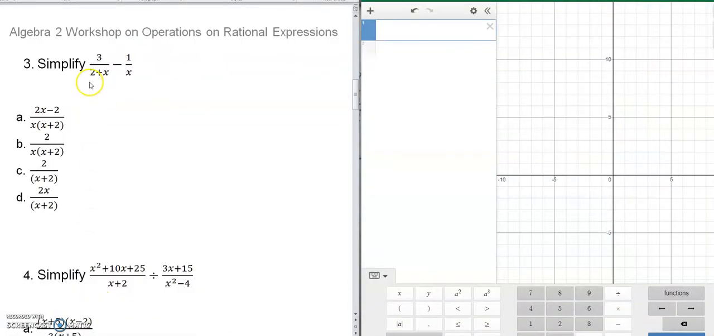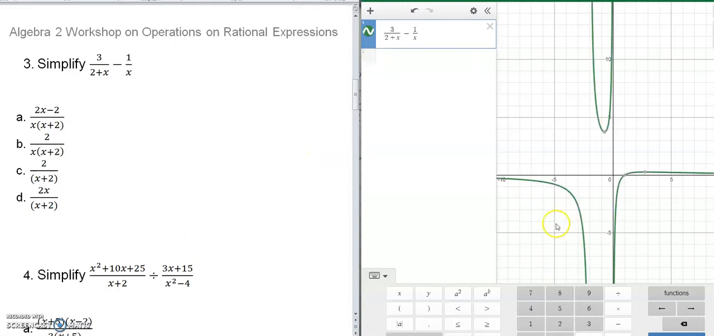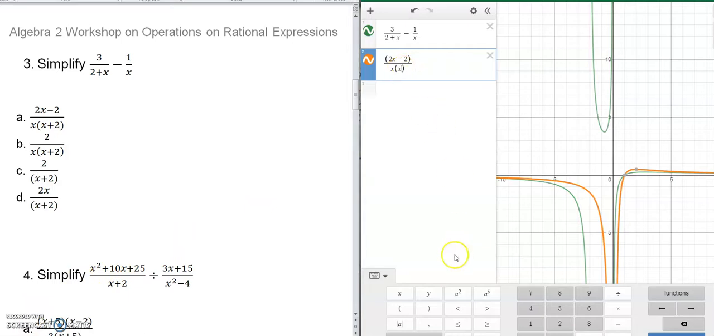Number 3, simplify these two fractions. Let's go ahead and plug it in on Desmos. Okay, so this is the graph we came up with. Again, you're going to go ahead and plug in all the answer choices, and whatever overlaps this given expression will be the answer.